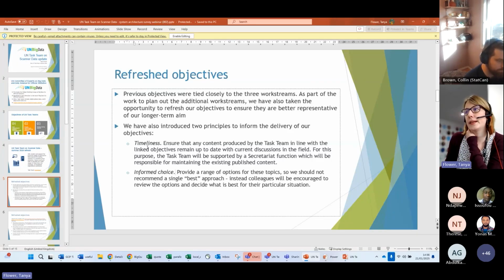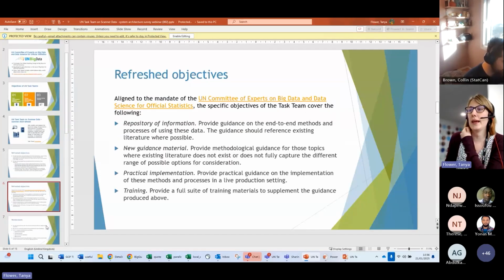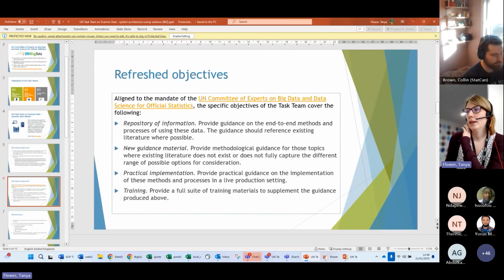So those are the underlying principles for our objectives, and our objectives are more around providing guidance material, acting as a repository of information for users, and providing advice on the practical implementation of these new data sources in a production setting, and training as well, as part of the task team work.